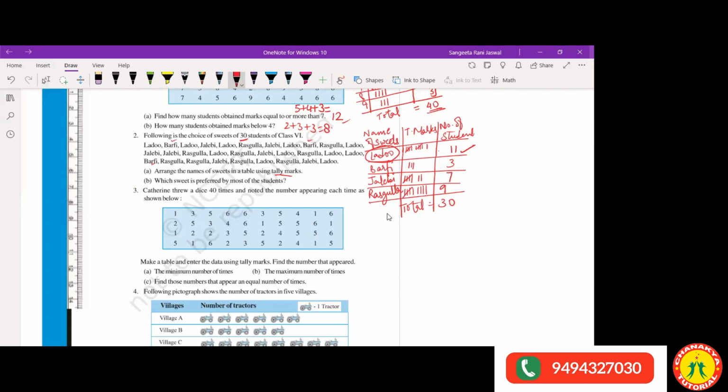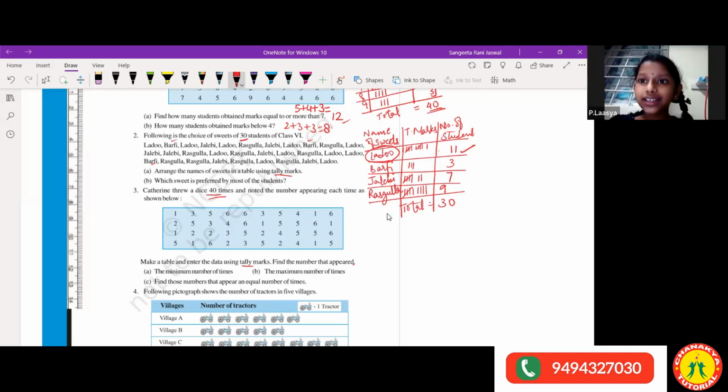Okay. Now, question number 3. Catherine threw a dice 40 times and noted the number appearing each time as shown below. She threw the dice 40 times. That means she had 40 trials and every time she got these numbers. Make a table and enter the data using tally marks. Name the number that appeared. Then you have to answer these questions. Let's make a tabular form of this quickly.